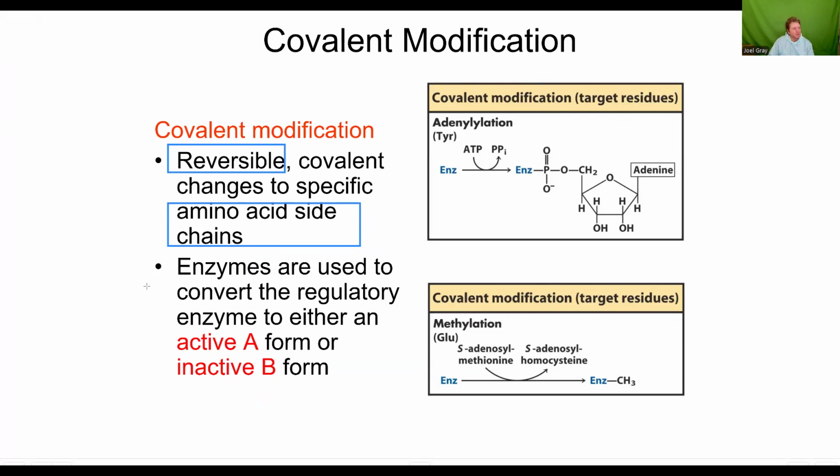Enzymes are used to convert the regulatory enzyme to either an active or an inactive form of your protein. There is one modification known as an adenylation, and then another known as a methylation. These are two examples. And what these are is molecules that are bound to or added to your enzyme to turn it on or turn it off. And this is the slide that we're going to start with on Wednesday. And then on Wednesday, we're going to talk about lipids. This is important, so that's why I want to give it time at the beginning of our next class period.